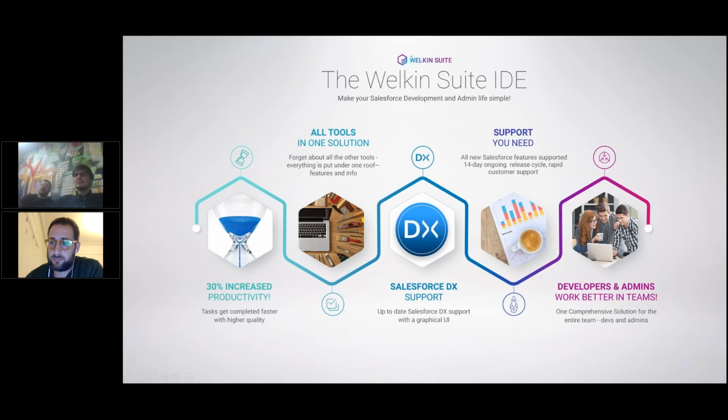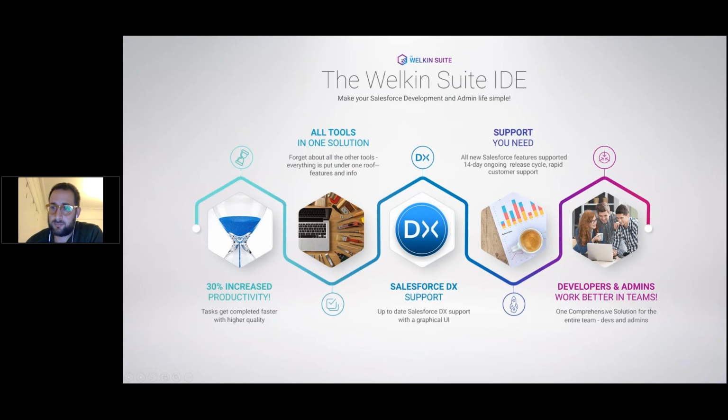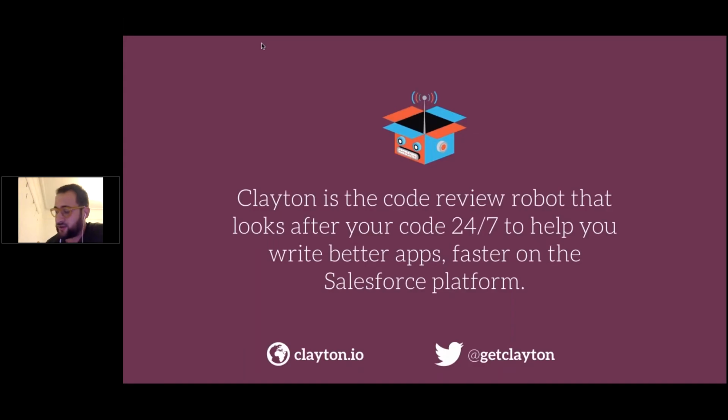Right now I would like to pass control to Lorenzo to talk about Clayton, the great application. Thank you everyone for joining the session. Hello everyone. I'm here to introduce you to Clayton.io. Clayton is the tool that I started pretty much a year ago in the Salesforce development space. Clayton is a code review robot and looks after your code 24/7 to help teams write better apps faster on the platform. If you're interested, you can bookmark Clayton.io as a website or follow Get Clayton.